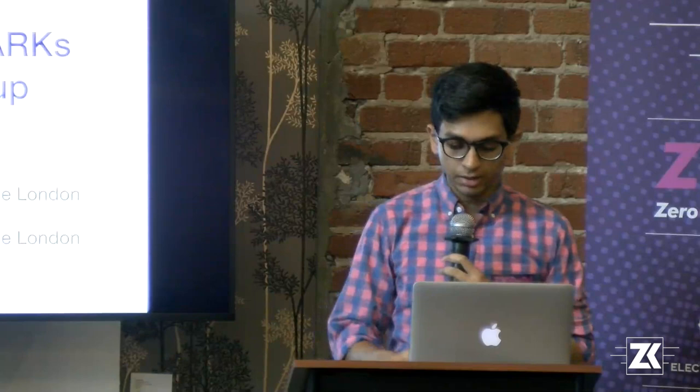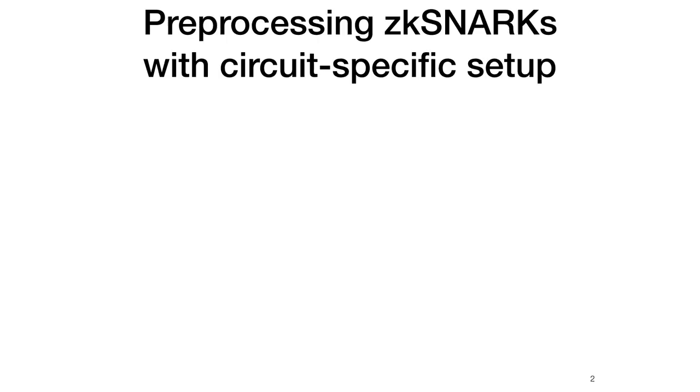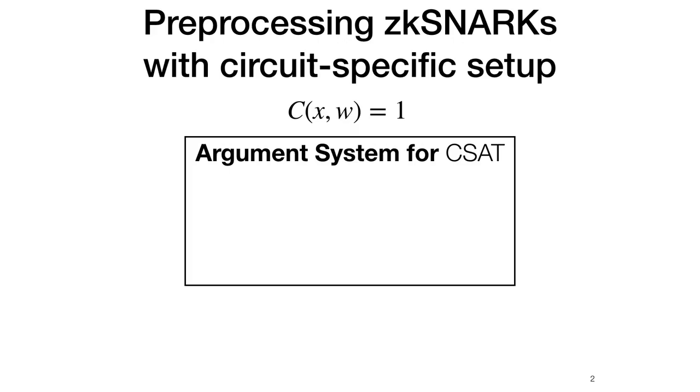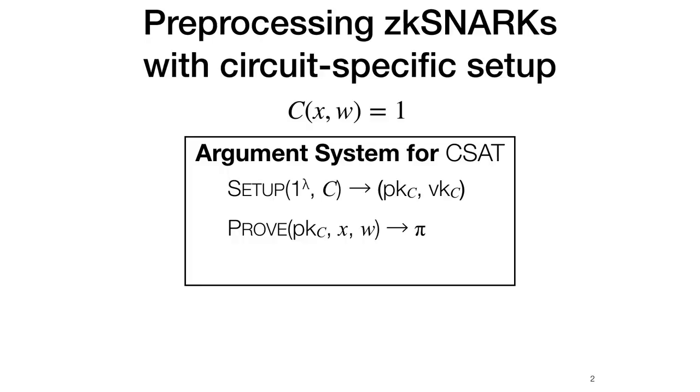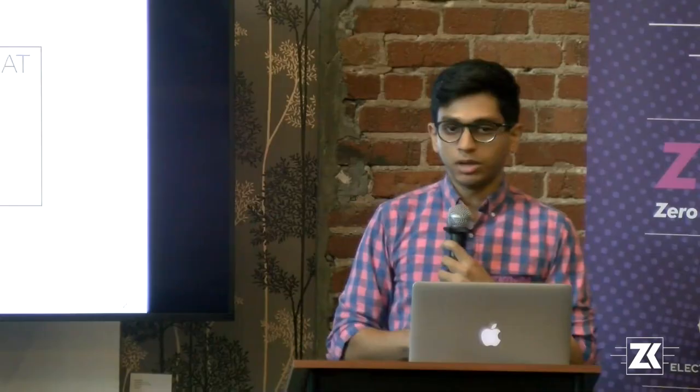As Ali already mentioned, before we talk about universal SNARKs, let's take a look at circuit-specific SNARKs, which have circuit-specific setup. Let's say I have some circuit, and I want to prove that I know some secret witness which satisfies the circuit. To do so, I would use an argument system for circuit SAT, as Ali already mentioned, and this consists of three algorithms. You have your setup algorithm, which takes a description of the circuit and produces circuit-specific proving and verification keys. You have your proving algorithm, which takes in a circuit-specific proving key, and if you have a witness, gives you a valid proof. And finally, you have your verification algorithm, which takes in a proof and checks whether or not it's a valid proof.